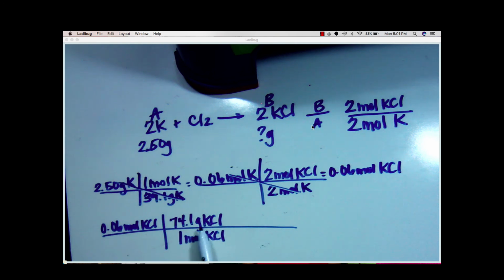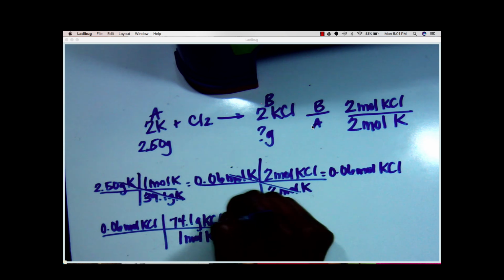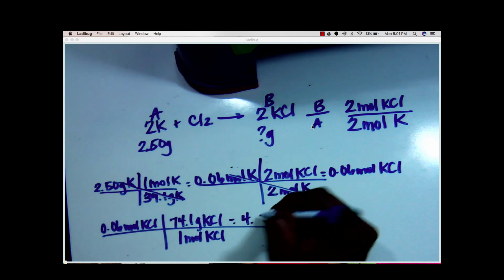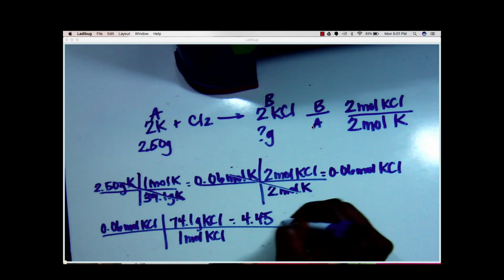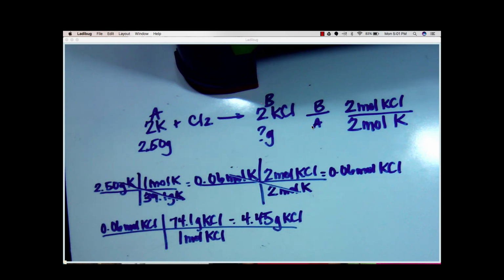So remember, this is molar mass. So I took the 39.1 grams of potassium, added it to the 35 grams of the chlorine to get 74.1 grams. And again, you multiply the numbers on top, divide by the number on the bottom. And so you have 0.06 times your 74.1, and that equals 4.45 grams of potassium chloride. That was a mass-to-mass reaction stoich problem.